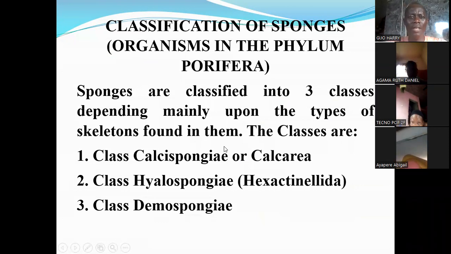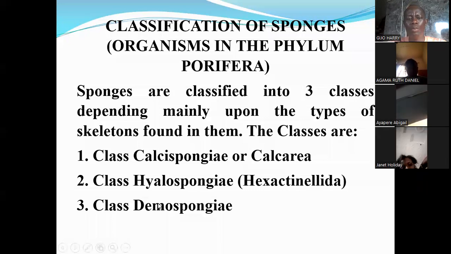Now I want to look at classification of sponges, that is, classification of the organisms in the phylum Porifera. The sponges are classified into three classes: the class Calcispongia or Calcarea, the class Hyalospongia, which can also be called Hexactinellida, and the class Demospongia.